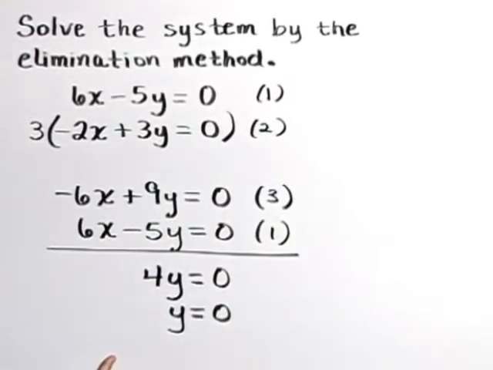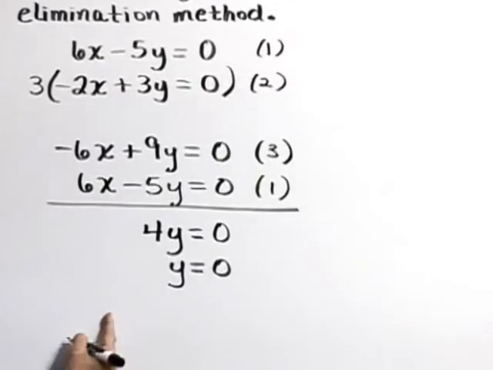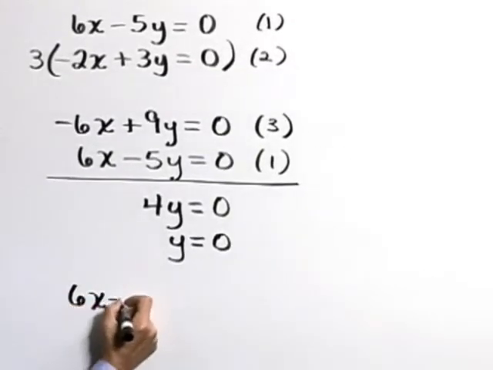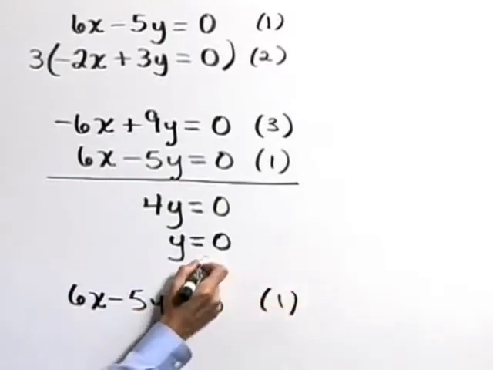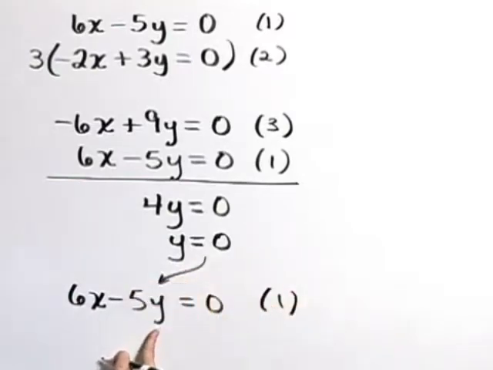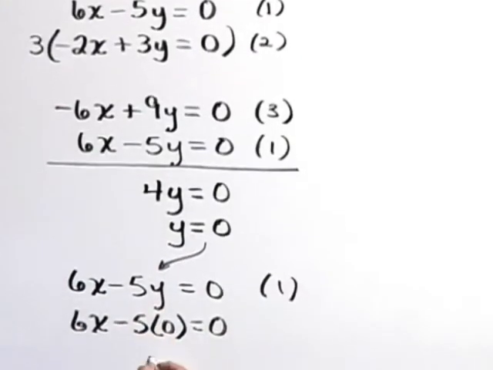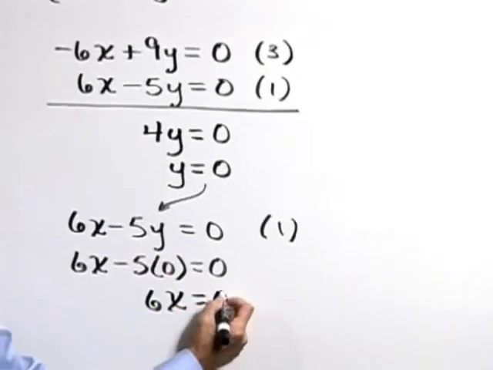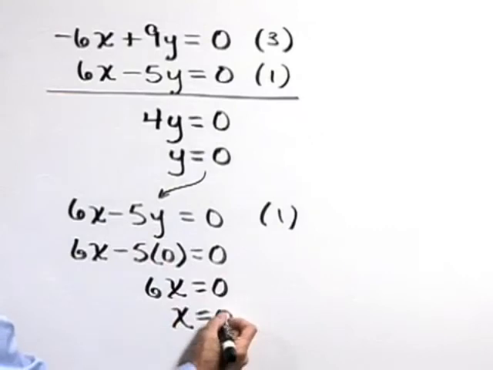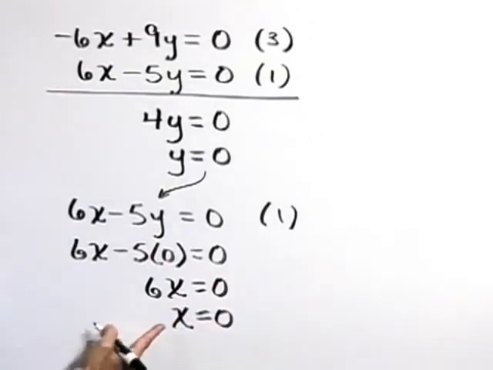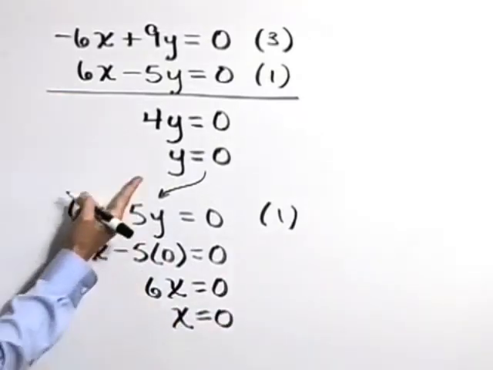Now let's find x. I'm going to go back to equation number 1, which is 6x minus 5y is equal to 0, and substitute y is equal to 0 in this equation to solve for x. So 6x minus 5 times 0 is equal to 0. 5 times 0 is 0, leaving 6x is equal to 0. And dividing both sides by 6 gives x is equal to 0. So we've solved the system. We have x equals 0 and y equals 0.